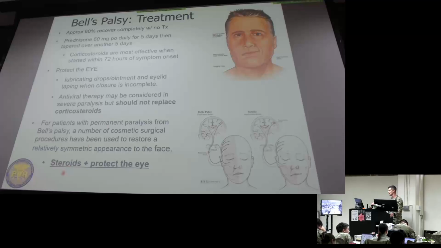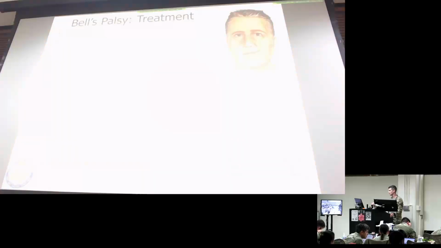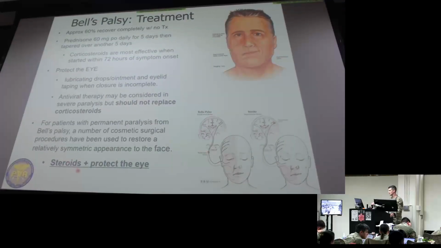So the biggest things when you see Bell's palsy, one, finish the stroke workup because a droopy face, don't just base it off of that. Get them on the steroids to kind of shorten the course of that because that's meaningful to people, and making sure we're protecting the eyeball so it's not getting dried out over a long period of time.